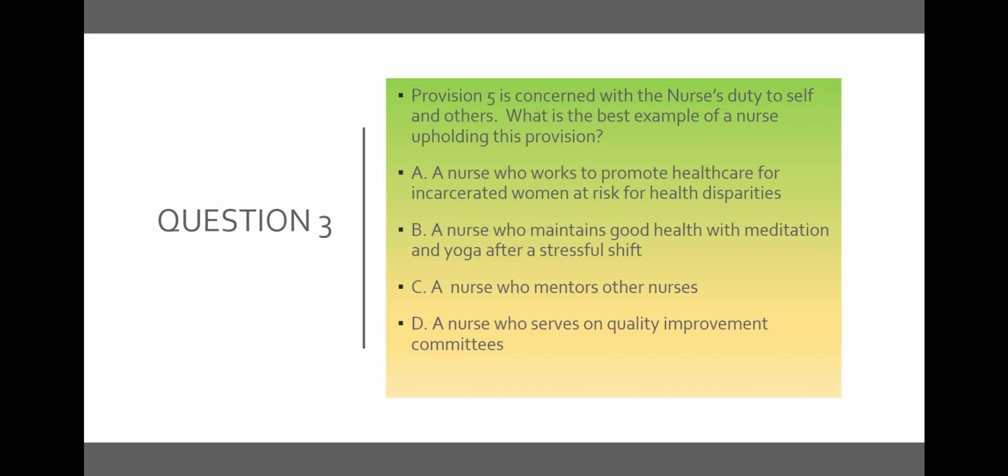Okay. Question 3. Provision 5 is concerned with the nurse's duty to self and others. This is where you would have your little bookmark. What is the best example of a nurse upholding this provision? A, a nurse who works to promote health care for incarcerated women at risk for health disparities. B, a nurse who maintains good health with meditation and yoga after a stressful shift. Or C, a nurse who mentors other nurses. And lastly, D, a nurse who serves on quality improvement committees. Take out that bookmark. Self and others.